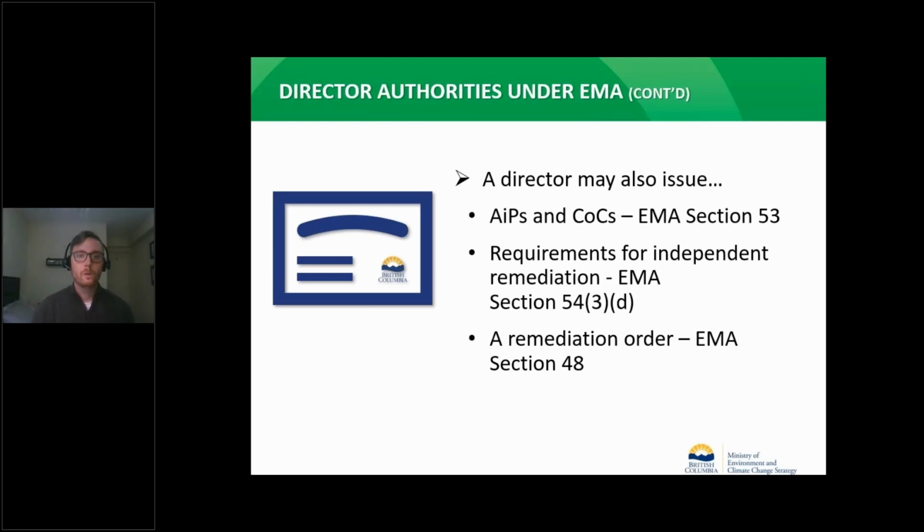A director may impose requirements on persons carrying out independent remediation under EMA Section 54.3d. A director may, at any time during independent remediation by any person, impose requirements that the director considers are reasonably necessary to achieve remediation. Also, a director may issue a remediation order under EMA Section 48.1, requiring a responsible person to remediate a site to meet applicable environmental quality standards. Next slide.